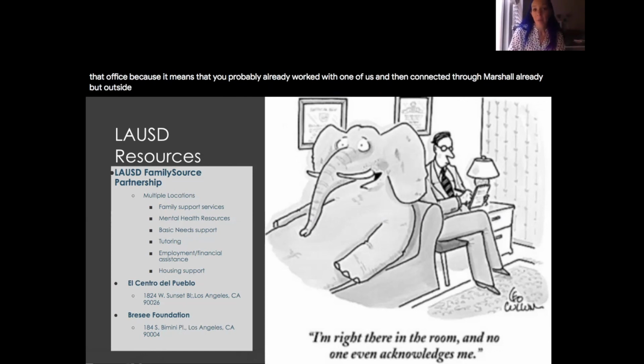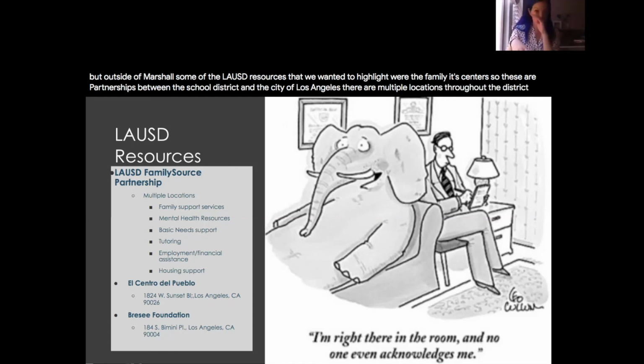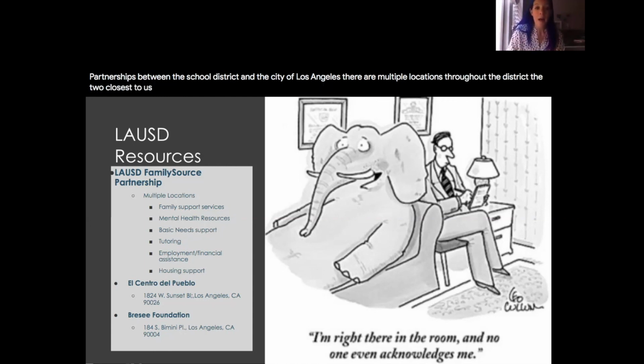But outside of Marshall, some of the LAUSD resources that we wanted to highlight were the family source centers. These are partnerships between the school district and the city of Los Angeles. There are multiple locations throughout the district. The two closest to us are one located on Sunset, closer to Echo Park, and the Breezy Foundation, which is closer to those families that live near LACC. It's right on the edge of K-Town and Silver Lake.